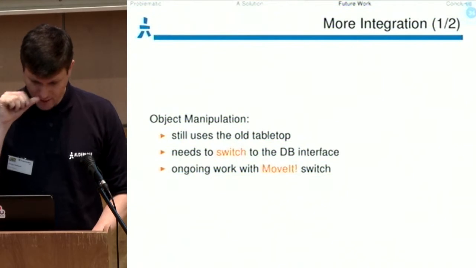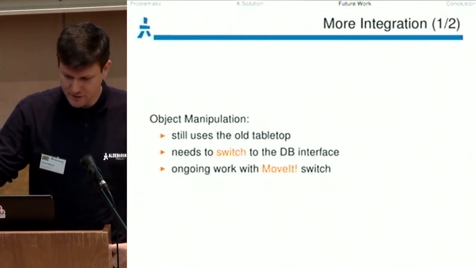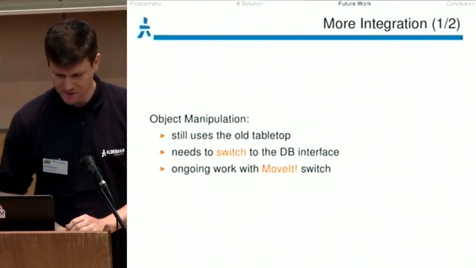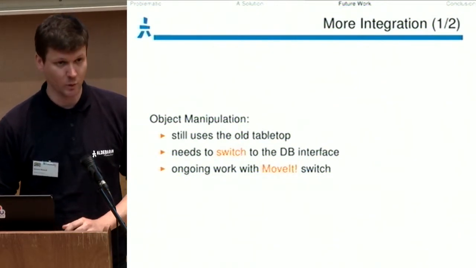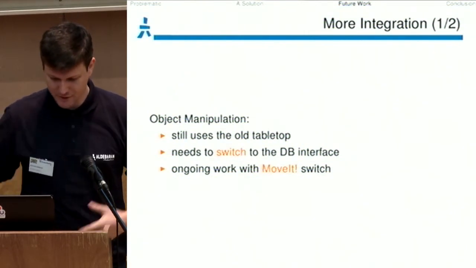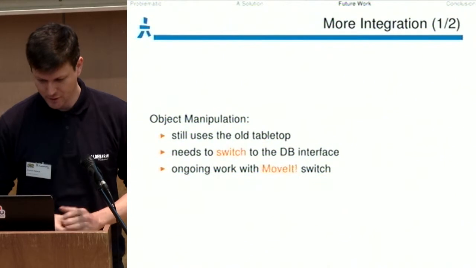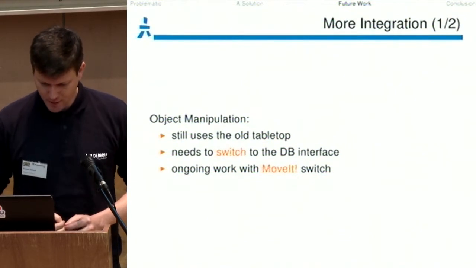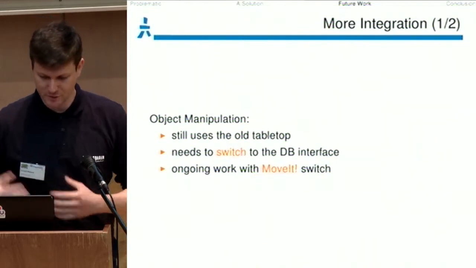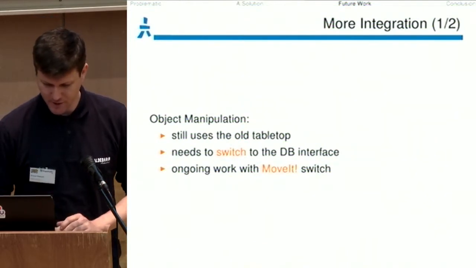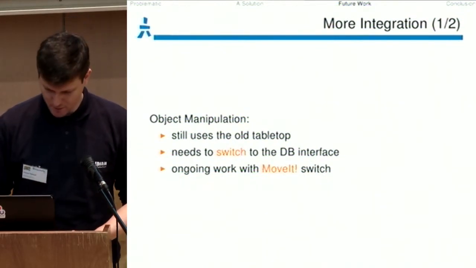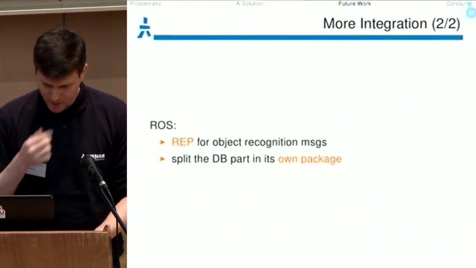More integration. Object manipulation is the last part of the pipeline, with MoveIt and planning and everything, and that's still a bit missing. It's still using the old tabletop. The new one is more optimized, much faster, and complies with all the standards. So that's being switched. Same thing for the DB interface. There is a household DB interface, and it would be nice maybe to agree on a few standards there. But I think manipulation is working with MoveIt to clean all that, so it should be out there fairly soon.